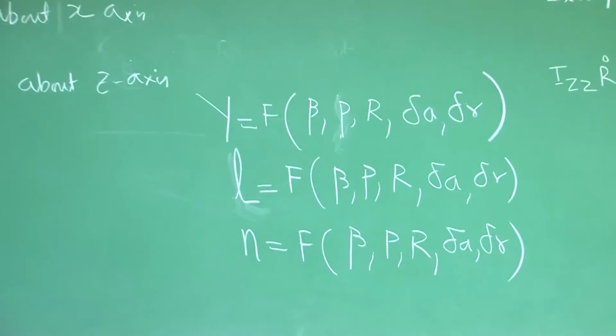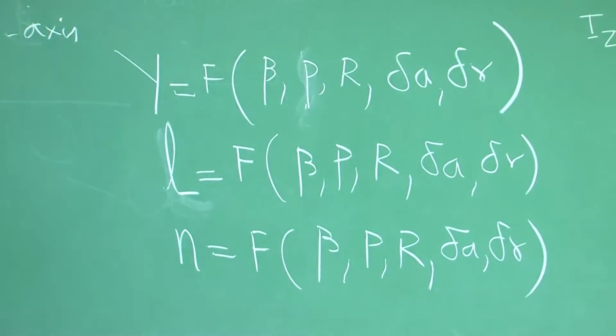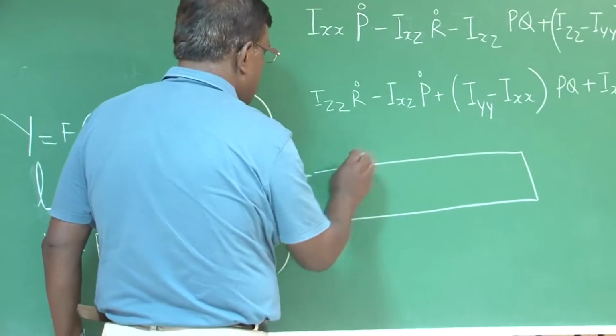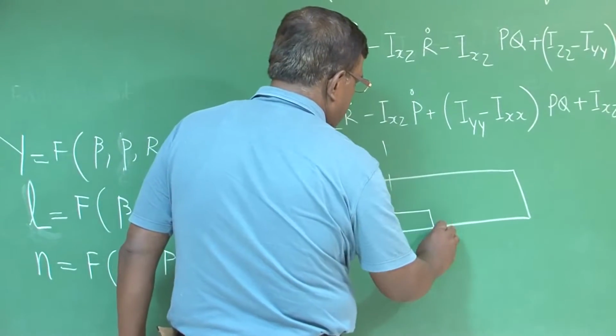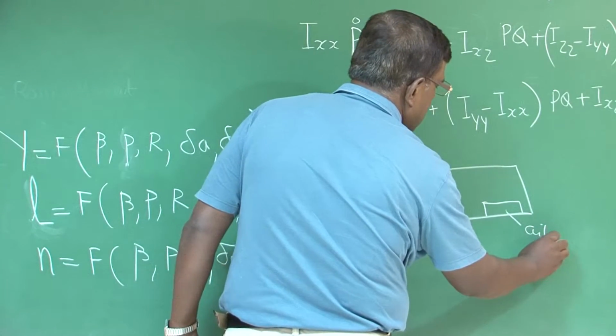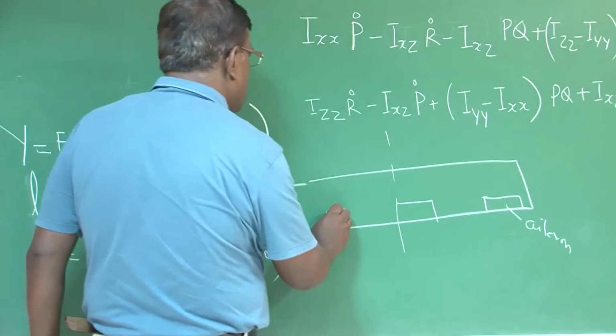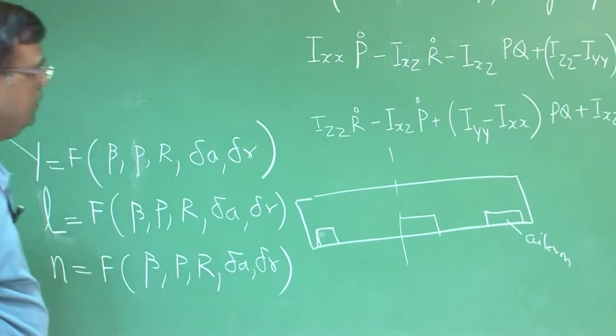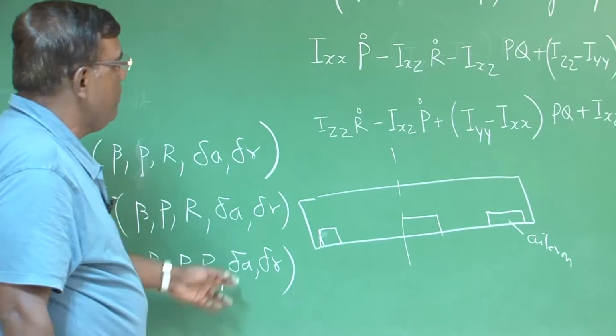You understand what is delta A? Delta A was aileron deflection, right? So this is my wing. Here there is a flap, and here there is aileron. By deflecting the aileron, I can generate rolling moment. Okay? So that is why delta A.